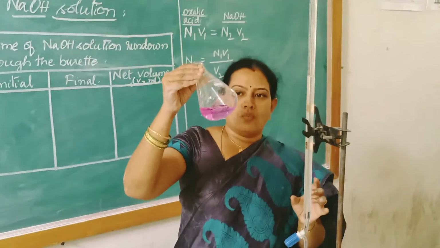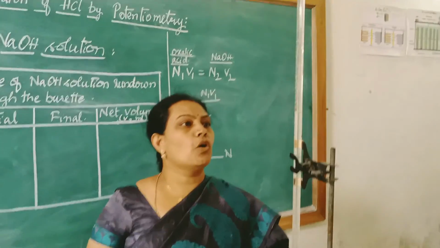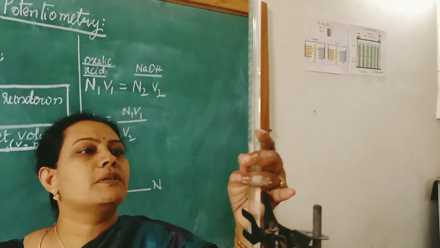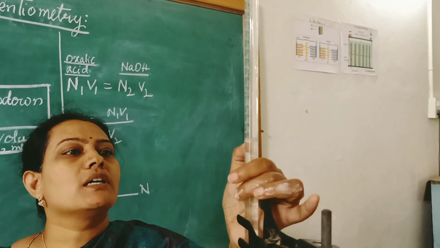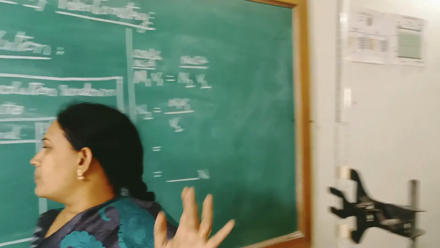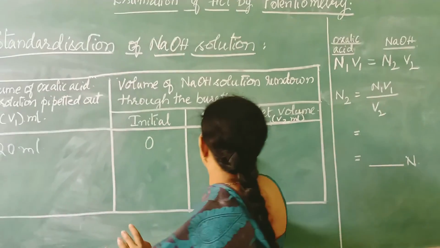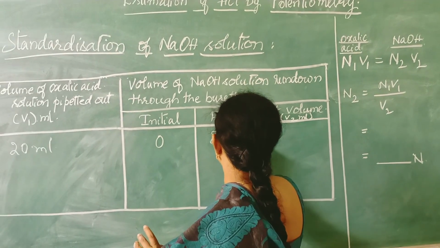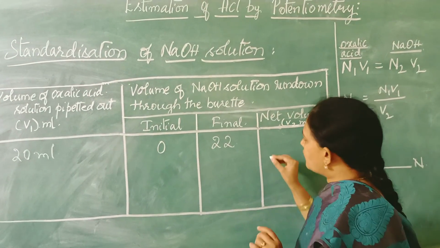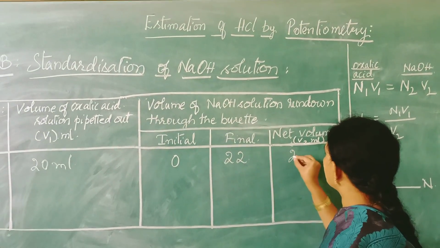Okay, now once you attain this pale pink coloration, note down the volume of the solution used up till the end point from the burette. This is about, say, 22 ml. Initial volume is 0 and the volume used up till the end point is 22 ml. Net volume is going to be 22 minus 0, so it is 22 ml.